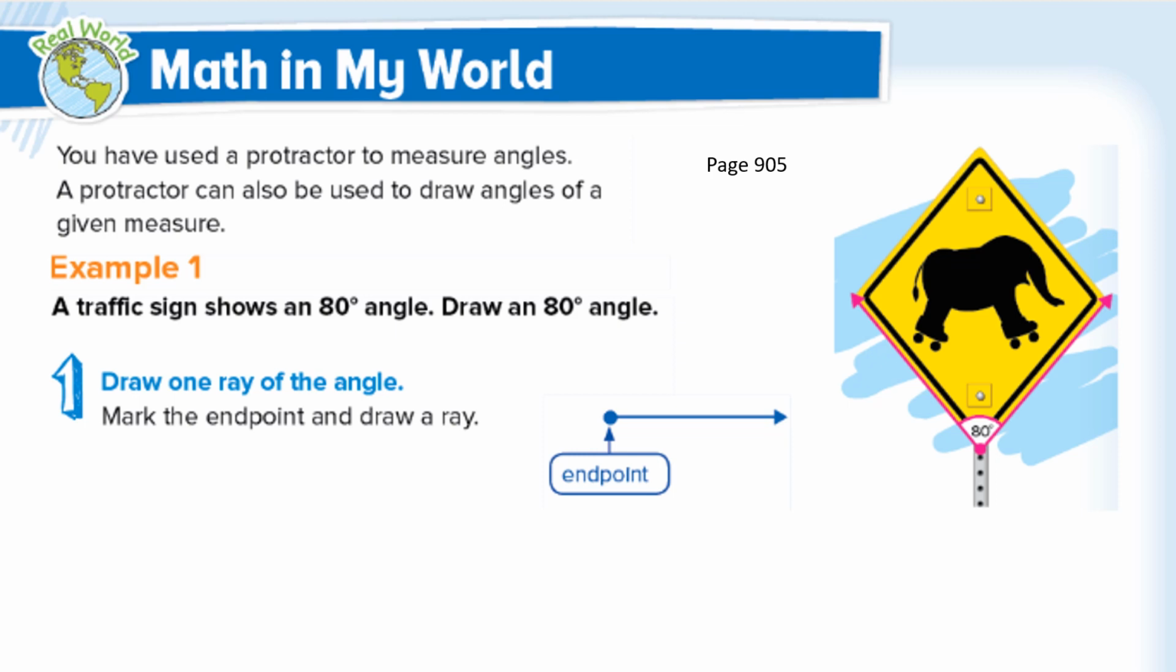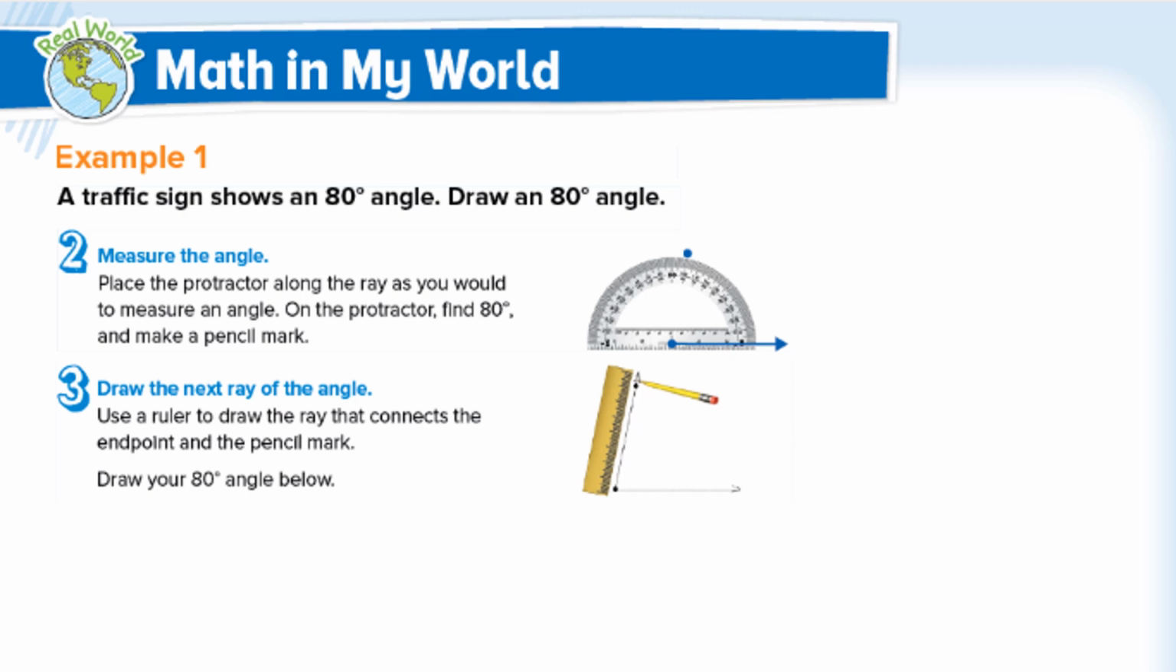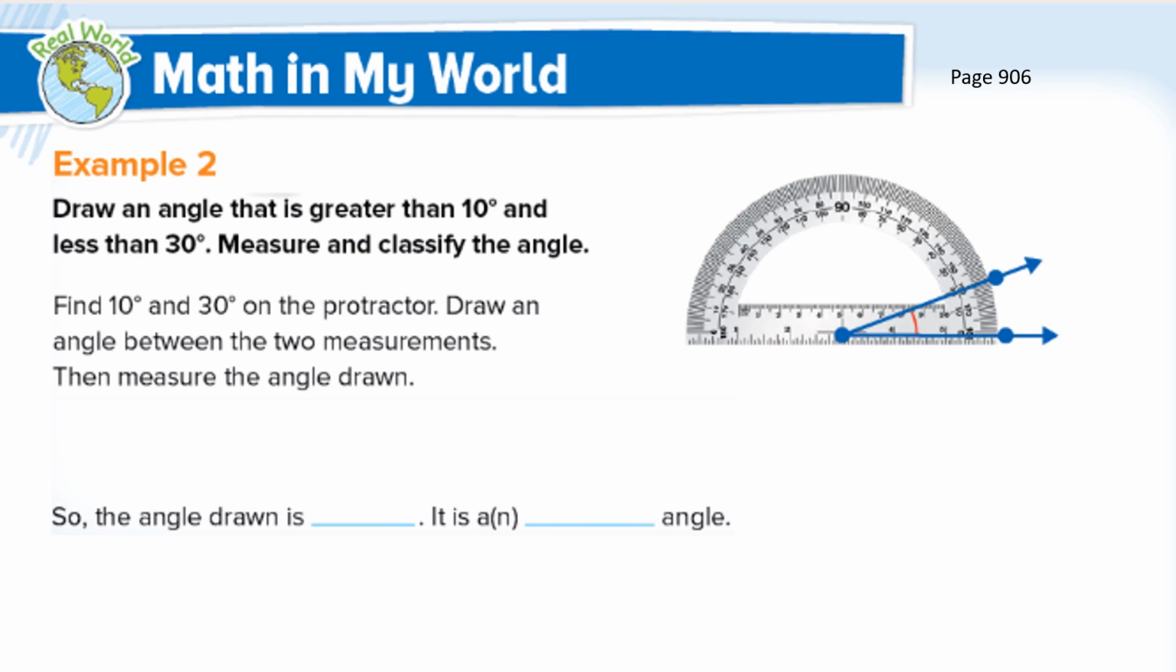So the first step for you is always to draw the endpoint, then draw a straight line out to make your first ray. All right? Then you lay the protractor down on top of the line that you drew, matching up the center. Then you look up the side until you find 80 degrees. Draw a dot. Then remove the protractor, take your ruler or your straight edge, and draw a line that connects the endpoint to the dot that you just drew, and you will have an 80-degree angle.